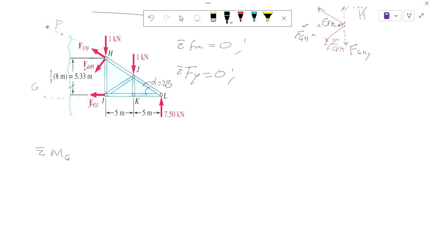If we do a moment at F, we could find G to H, G to I. So let's do a moment at G first, because we can find F to H. And at that point, what we have is that is equal to 0. We're going to keep our convention of positive counterclockwise. And we have that 7.5, which is Ly, times 15. Remember, this is in kilonewtons, and this is in meters.